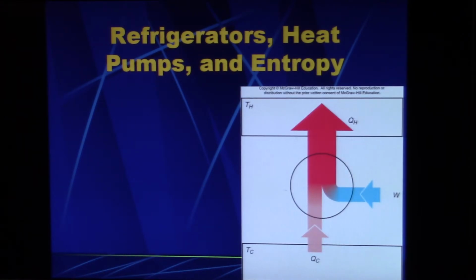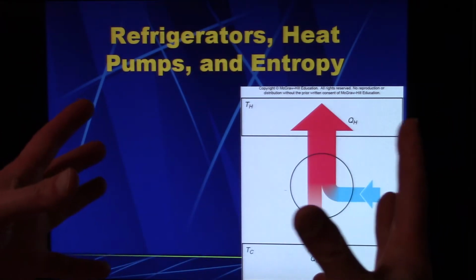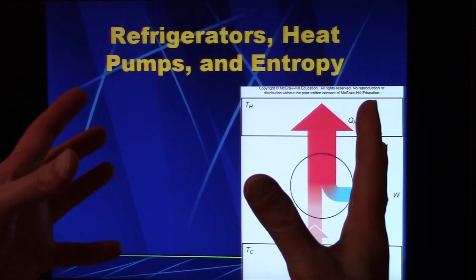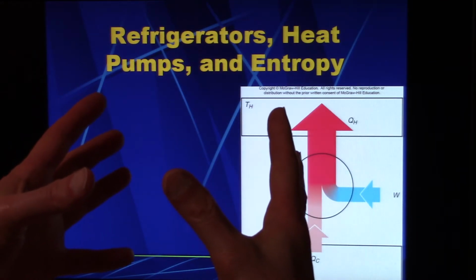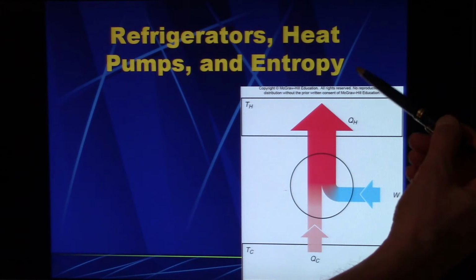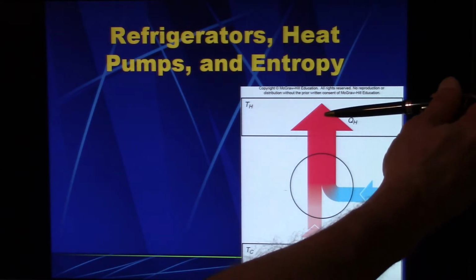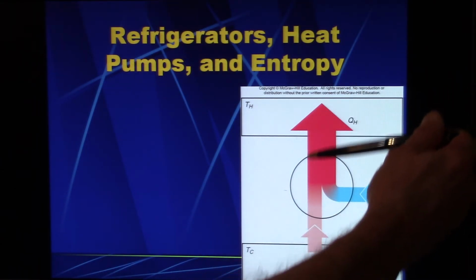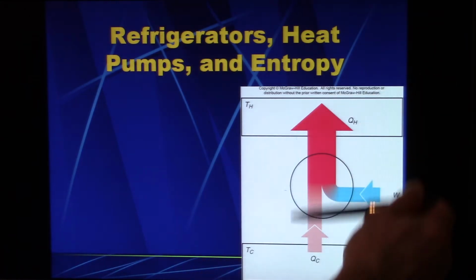Okay, so we talked about refrigerators in the last chapter. How does a refrigerator make things cold? Well, you expand a gas. When you expand a gas, the temperature goes down. So that's the basic fundamental principle. But we know that heat wants to flow from a place where there's more heat, a higher temperature, to a place where there's less heat, lower temperature.